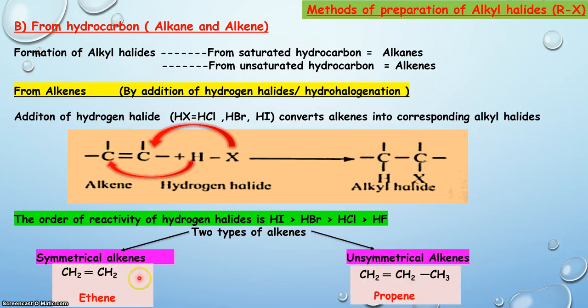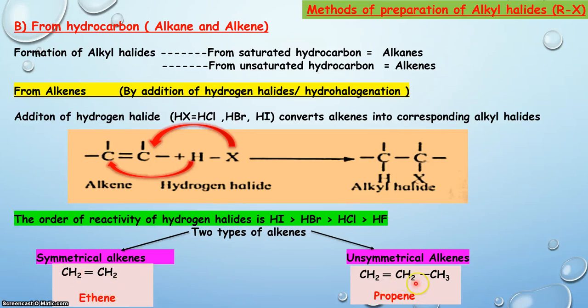By observing the structure, you can easily guess what kind of alkene this is. Here you can observe carbon double bond carbon. The groups attached to this doubly bonded carbon atom, or we can say groups attached to these sp2 hybridized carbon atoms, are the same. So this carbon atom is bonded to two hydrogen atoms, as well as this carbon is also bonded to two hydrogen atoms. That's why the groups attached to the sp2 hybridized carbon atoms are the same. So that type of alkene is a symmetrical alkene.